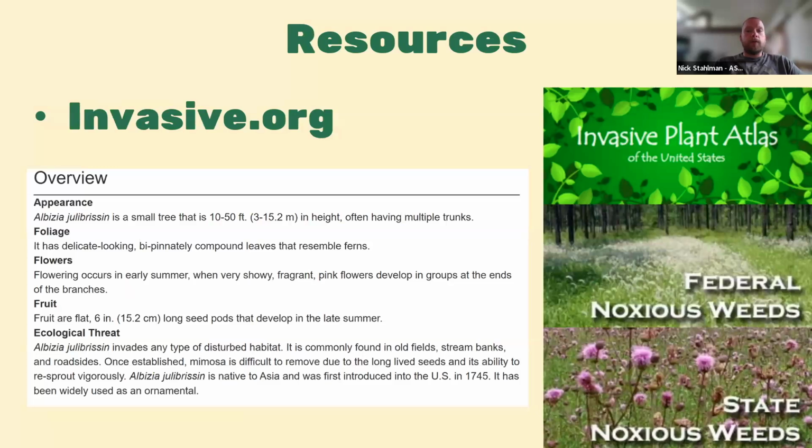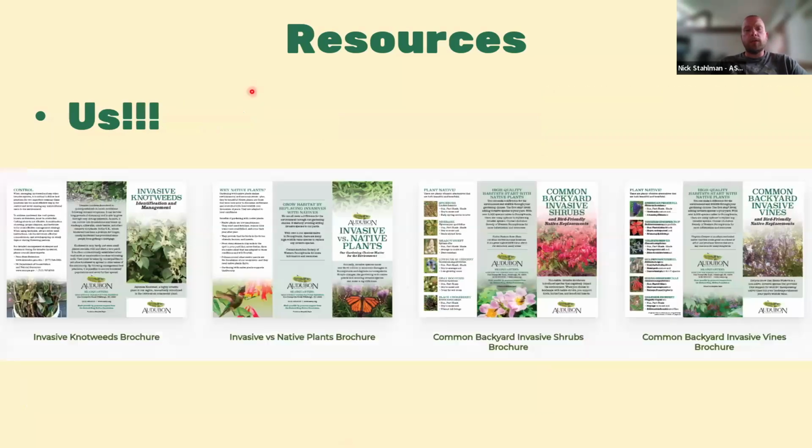Invasive.org is fun if you're just wanting to look into this a bit more. So they do have full lists of all the different invasive species. You can just start to get a little bit more information on this. And invasive.org has a lot of great photos that you can use for reference, and they talk about things beyond just the plants. And of course, you can reach out to us.